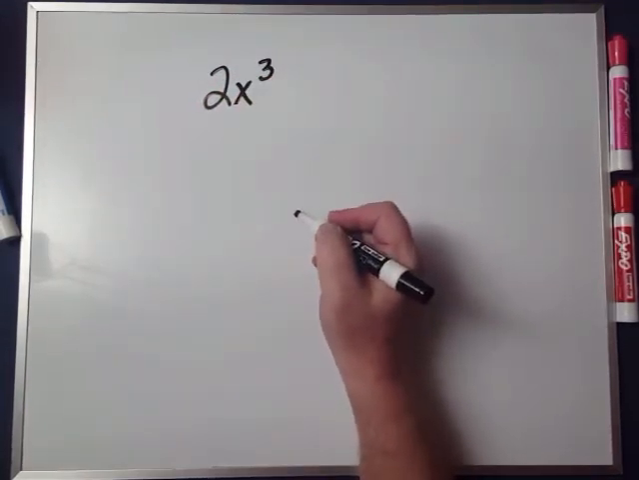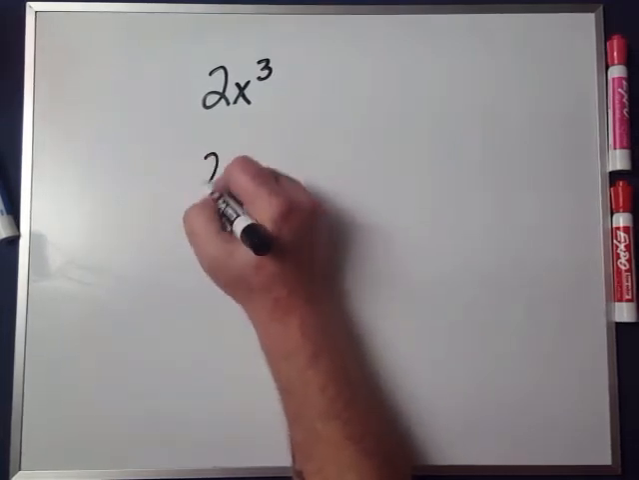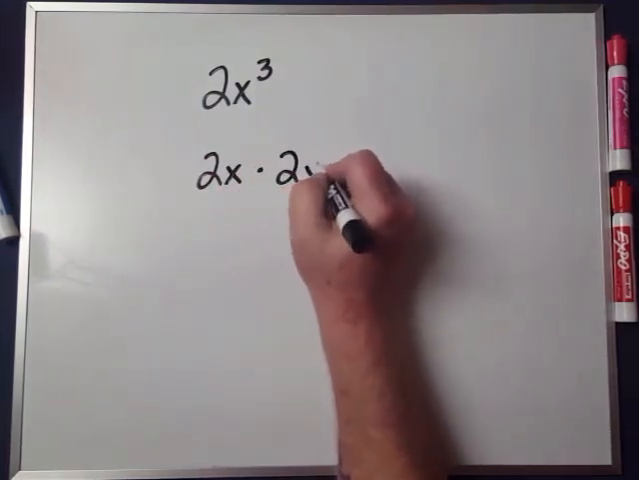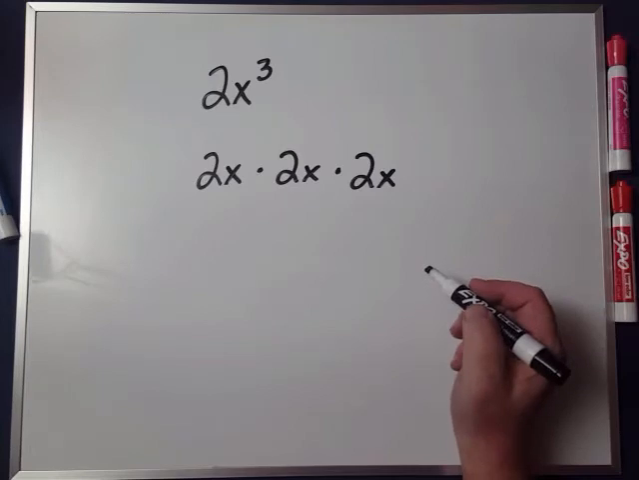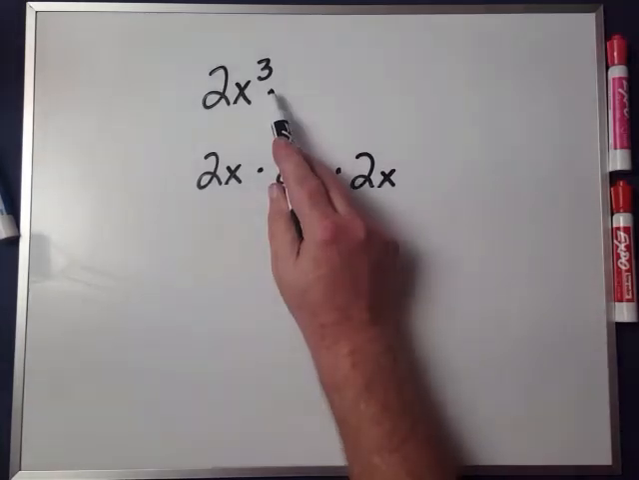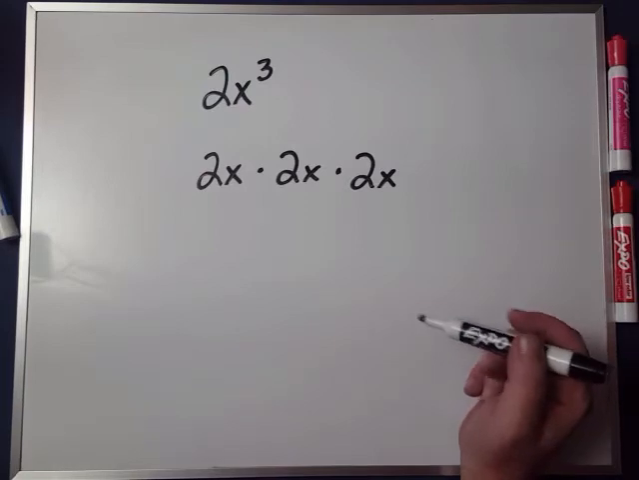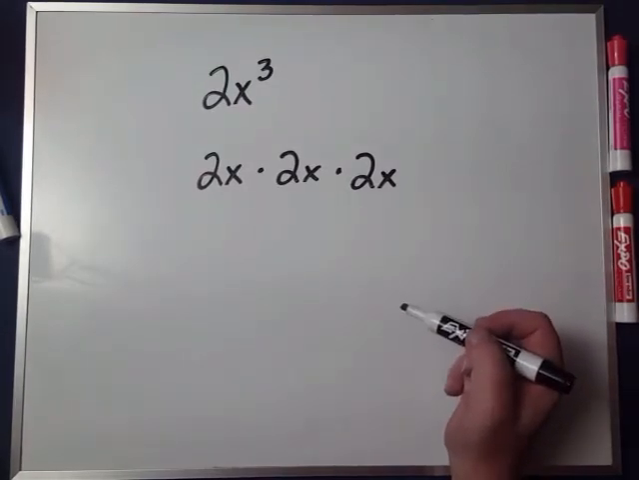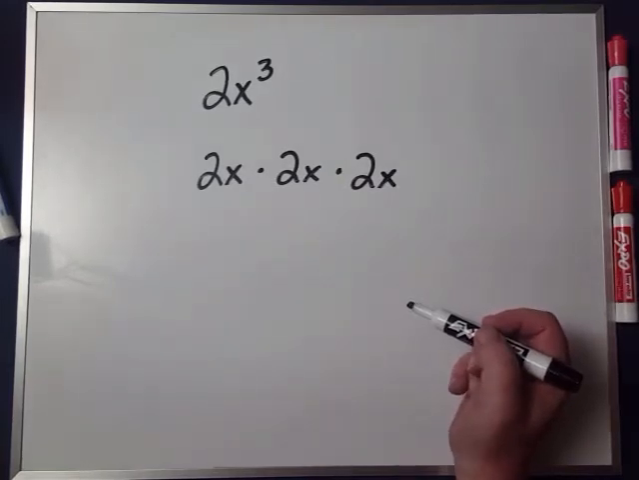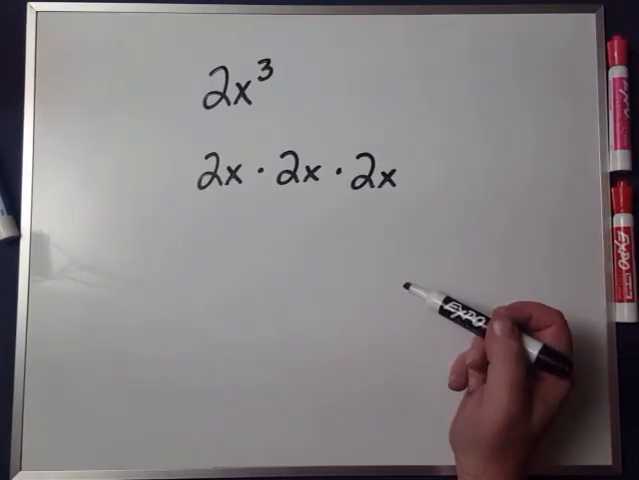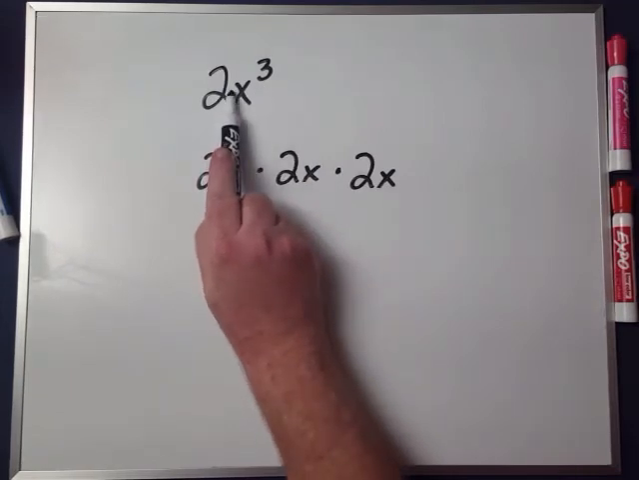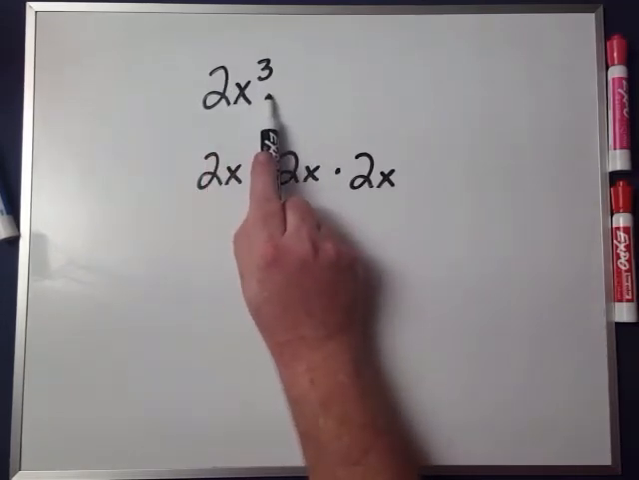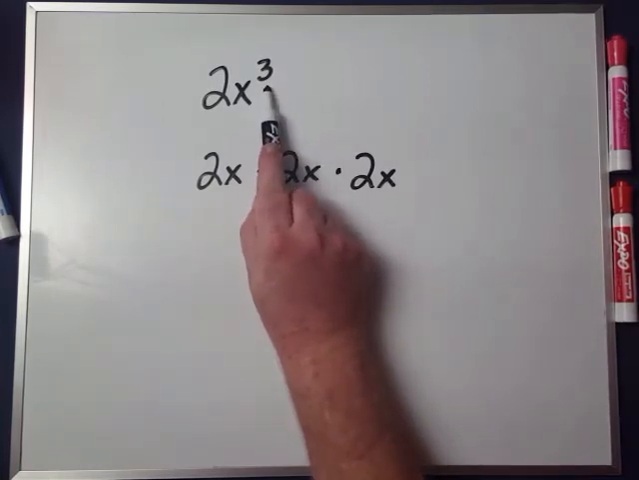2x cubed is not the same as 2x times 2x times 2x. Why are these not the same? Well, I thought when you cube something, you multiply it times itself 3 times. But what did we say last time? It is important to be able to identify the base of the power. And with the order of operations in mind, which holds rank? Which is more powerful? An exponent or a multiplication right here? The exponent pulls rank.